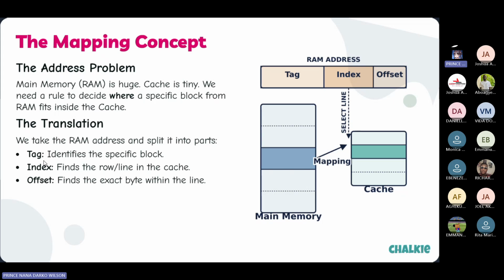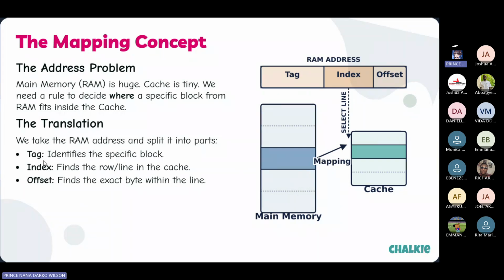It finds the exact byte within the line. So as we go into the cache line, we look for the exact number of bytes that we need to store this particular data. So then, three parts. Data is split into three parts when we are using direct mapping. So this is strictly for direct mapping.